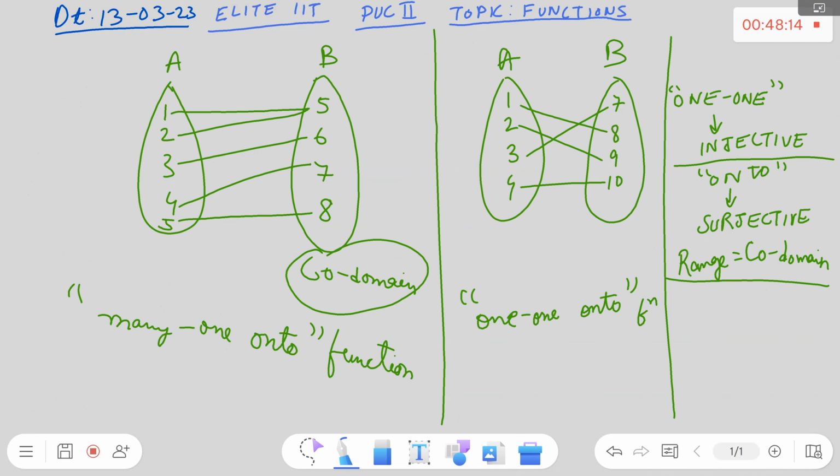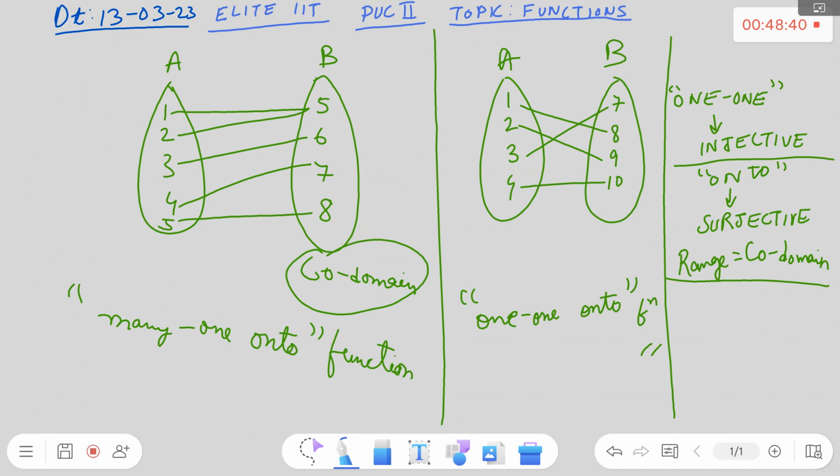And the complete naming of a function is one one onto or many one onto. First you write whether it is many one or one one, then into or onto. Clear? Now, one one has a special name, injective. Onto has a special name, surjective. Now, if it is one one onto, like we have seen here, what do we call it? It is injective as well as surjective.